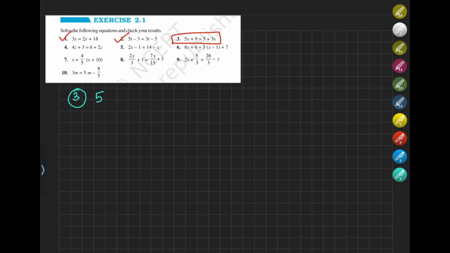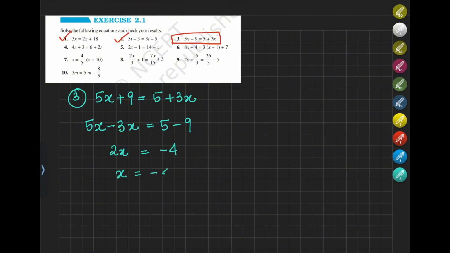Next question is 5x plus 9 is equal to 5 plus 3x. Isolate the variable on the left hand side. So we have 5x minus 3x is 2x and 5 minus 9 is minus 4. So x is equal to minus 4 by 2. So 2 ones are 2, 2 twos are 4, so minus 2. So the value for x is equal to minus 2.